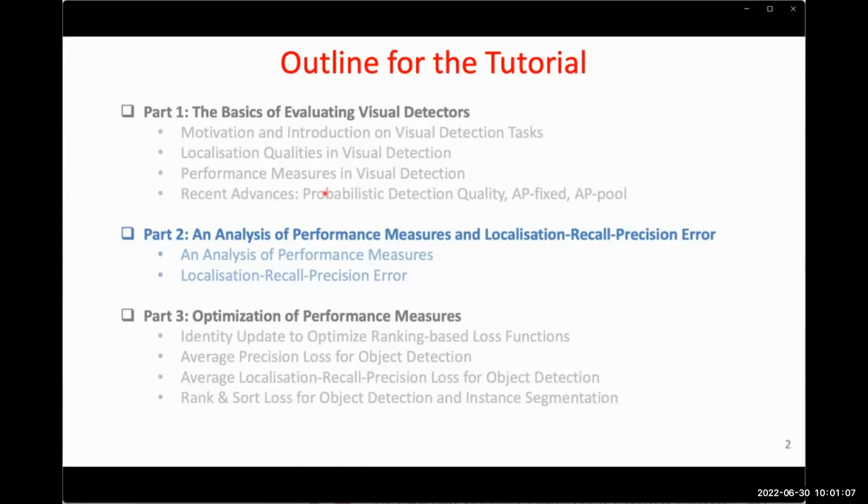In the second part, now I will talk about the analysis of performance measures for visual detection that we performed in our recent paper. And in the third part, my colleague Kemal will cover how performance measures can be optimized.